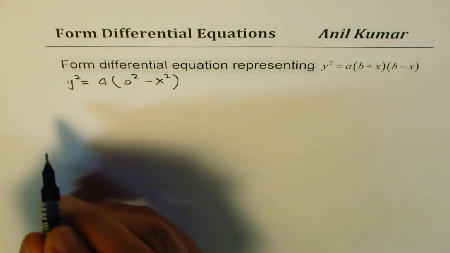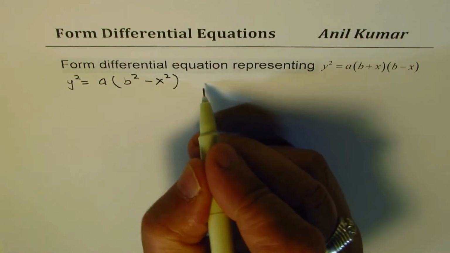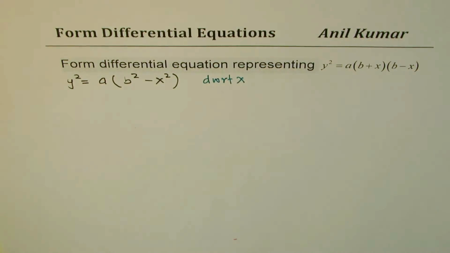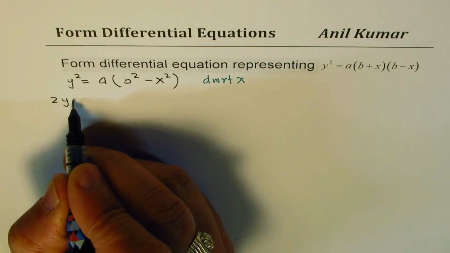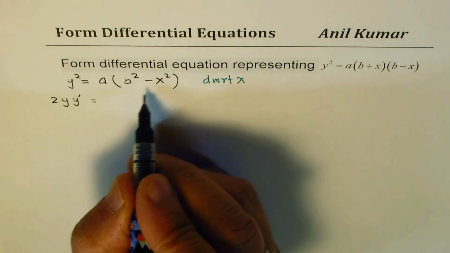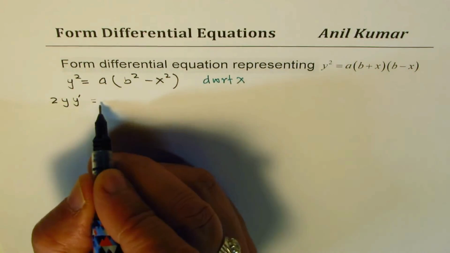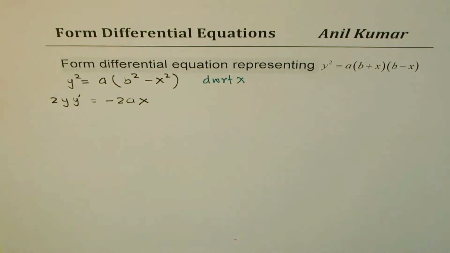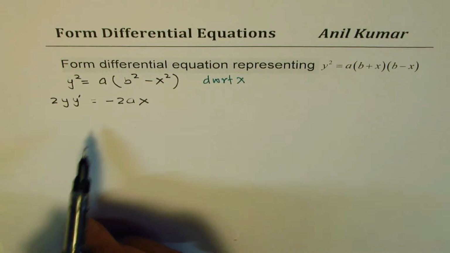Correct? So first time when you differentiate y square with respect to x, so let's differentiate with respect to x. What do you get? You get 2y dy/dx, which I'll prefer to write in this notation, equals, here we get minus 2x, right? So minus 2a is already there, minus 2ax. So that is what you get after first derivative.